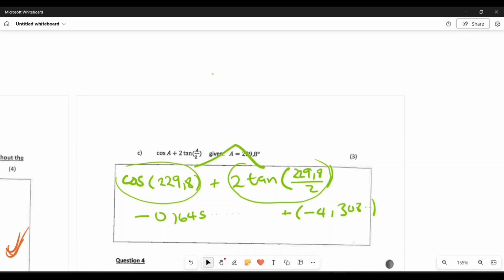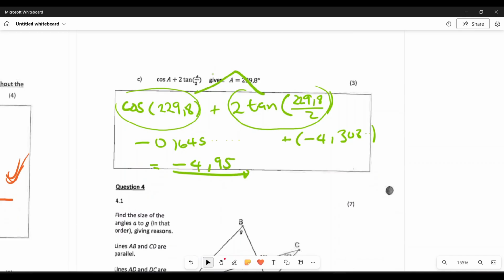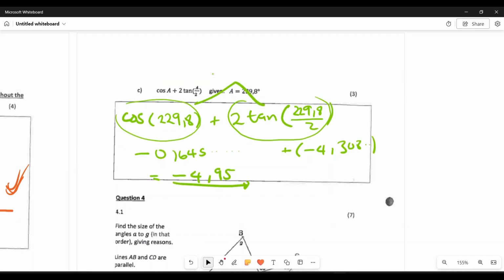So now, of course, cos of 229,8 plus 2 multiplied by sine of 229,8 divided by 2. And as a result, my final answer is going to be negative 4,95, rounding off to 2 decimal places. This would be the value of the expression, and that will be all for this question. Now, in the next video, we're going to be focusing on Euclidean geometry.